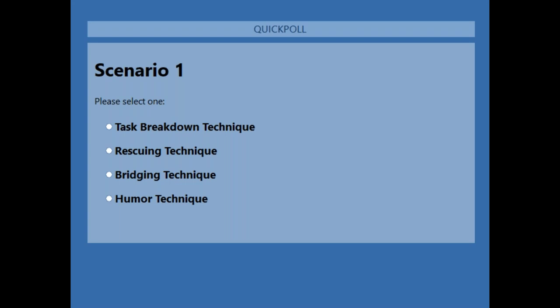All right, so it looks like most of you are saying the bridging technique. Some of you thought task breakdown. I could see where you might think that, but this is an example of the bridging technique. They're creating connections to the activity, to the time of day, to help her recognize her evening routine. This also could have been maybe sensory integration because of the lighting change. But the best answer here was bridging technique.